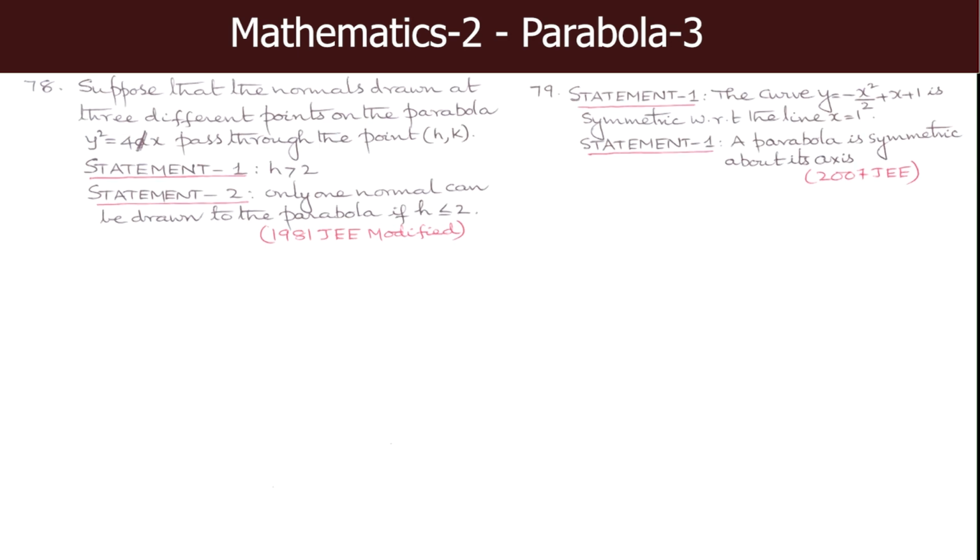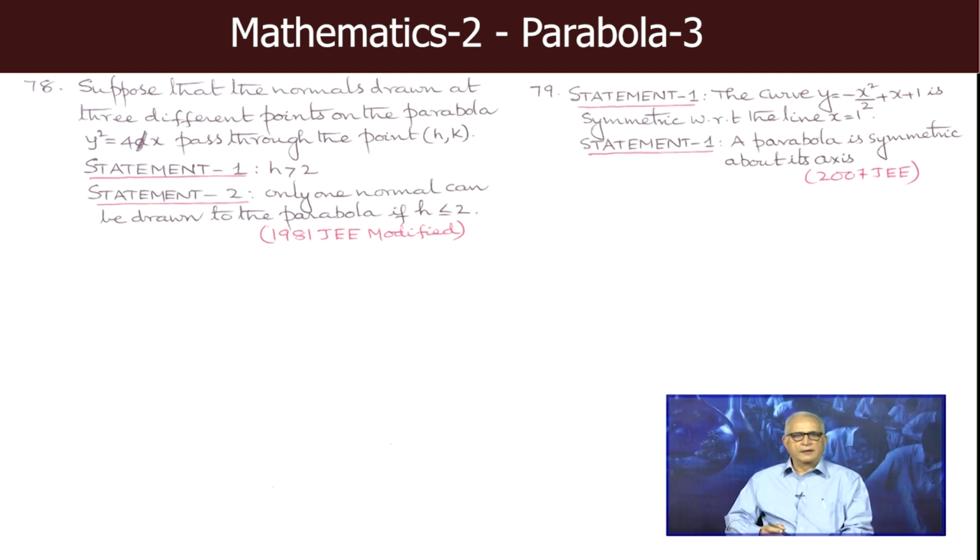Next. These are the assertion reasoning questions. 78. Suppose that the normals drawn at 3 different points on a parabola y square equal to 4x pass through the point h, k, that is given. Statement 1: h greater than 2. Statement 2: only one normal can be drawn to the parabola if h is less than or equal to 2.